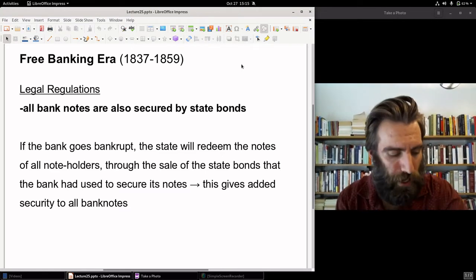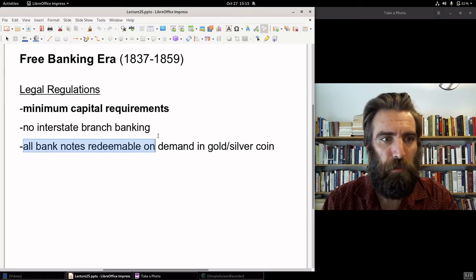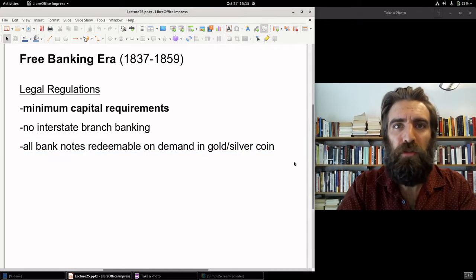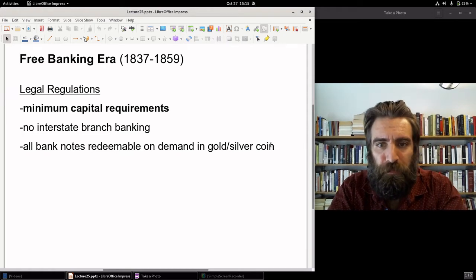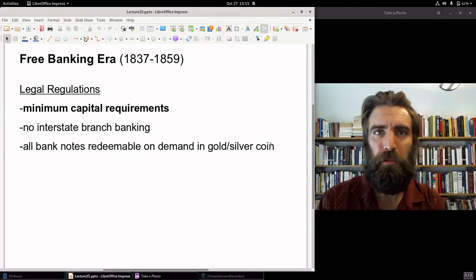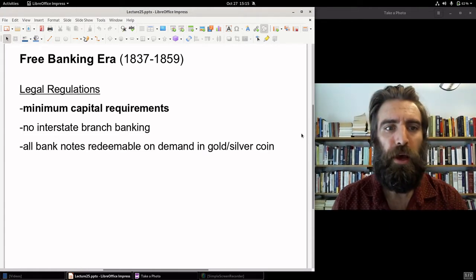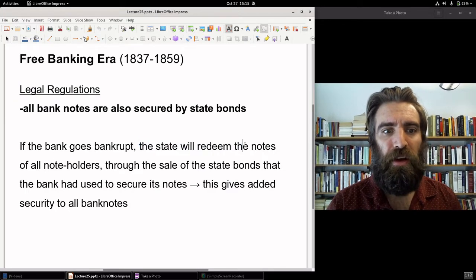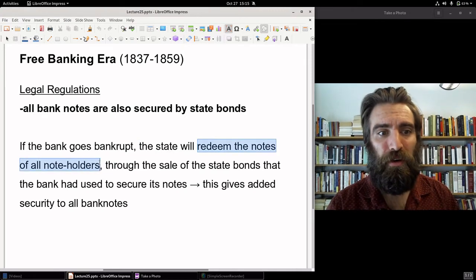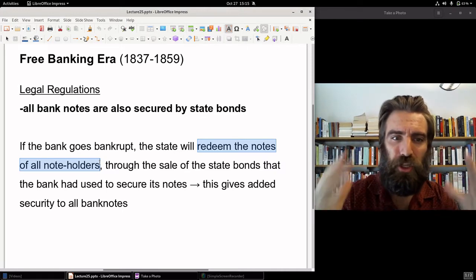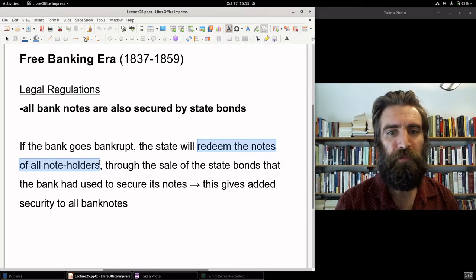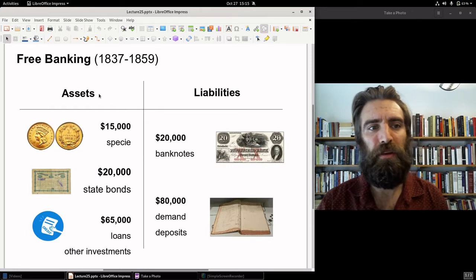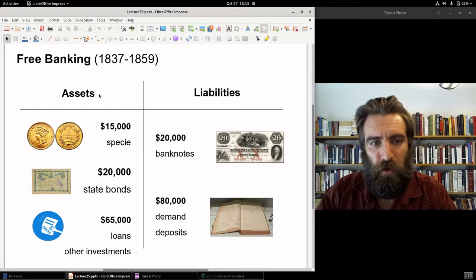Well, if the bank ever did go bankrupt, this is one of the checks. All banknotes must be redeemable in gold and silver coin. Well, what if they're still irresponsible and the bank goes under? Do the note holders completely lose out, and now the note in their hand is worthless and they can't get anything for it? No. Because if the bank went bankrupt, the state was then able to redeem the notes of all the note holders because each note was backed by an equivalent sum of state bonds. So what the bank had to do, and this might be an easier way to explain it, here's a balance sheet. All right?